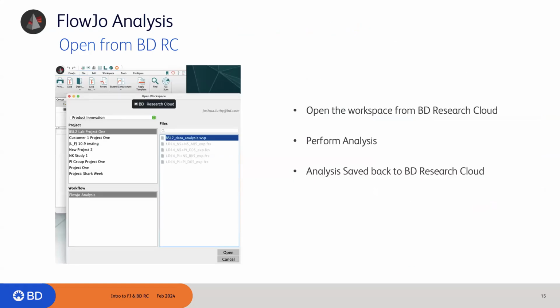So here I'm just showing what it looks like now when we're going to open from BDRC. We'll get this new window that pops up and we can see the different orgs that I'm a part of. And then if you select a project, you can see any available workflows or data files associated with them. And when you open a workspace from BDRC for the first time, it actually in the background is downloading those FCS files to your local computer so that those files are in a local cache folder. And that ensures the best performance when doing the analysis and those calculations on your computer.